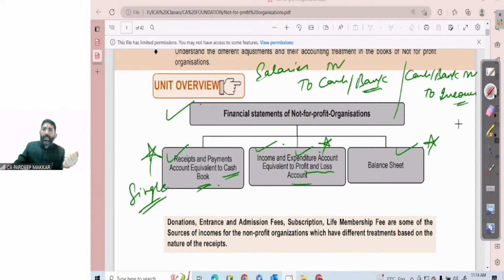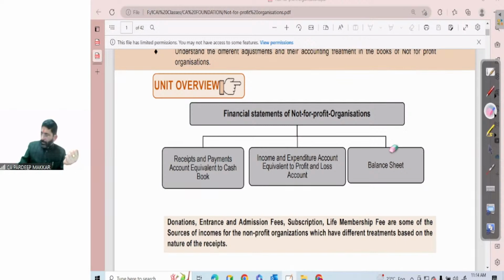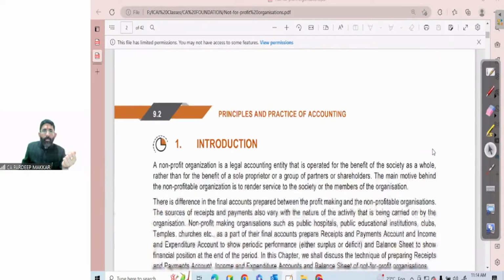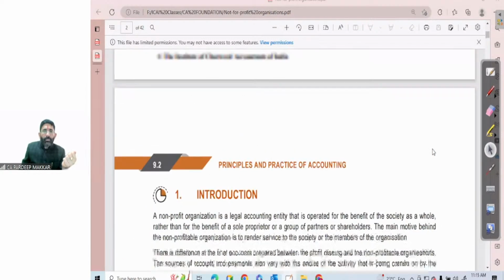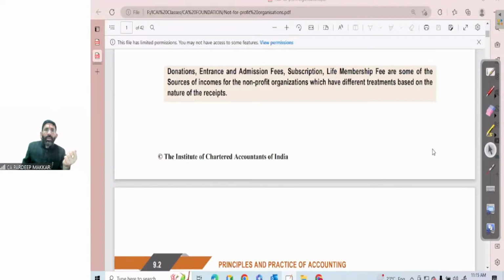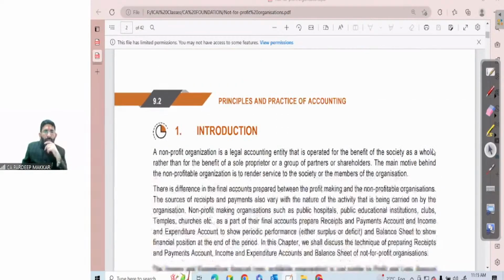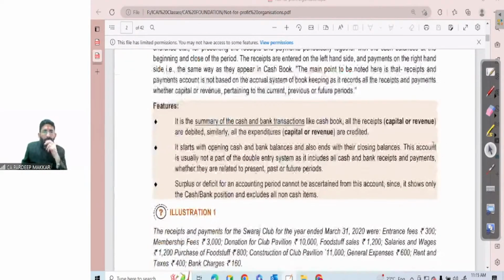So the first point is there. What is donation? I think these are given in detail also.